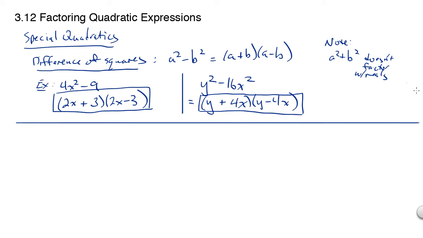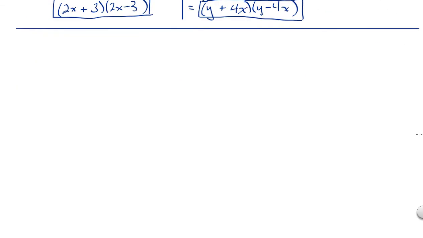The other special product, the other special quadratic, is what I call, I guess, a perfect squared binomial. Let's see what that looks like. So you just have a plus b squared. You can rewrite this as a plus b times a plus b and FOIL that out as you want.